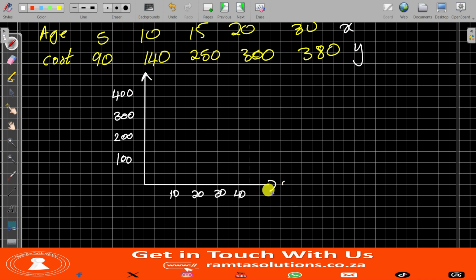Okay. So here, let's say it's age, like I said, in months after purchase. And let's say this is cost. Because we're in South Africa, I'm going to call it R. Now let's try to plot this. Age 5 months, the cost is 90. We will say it's here.